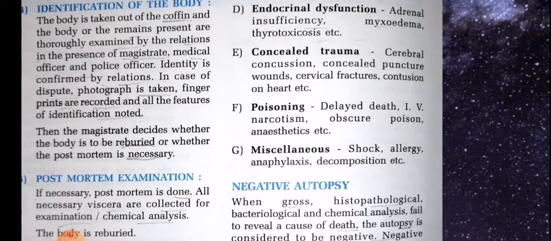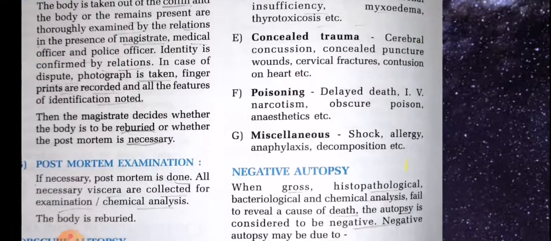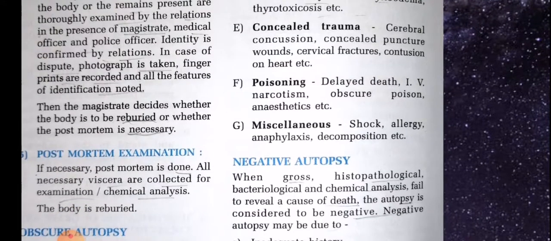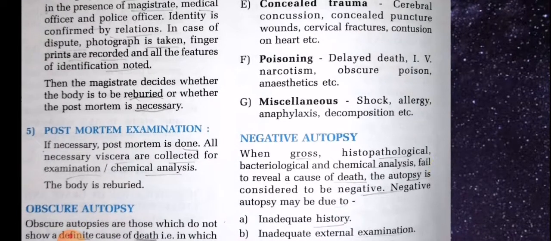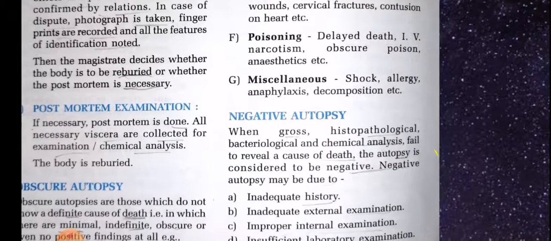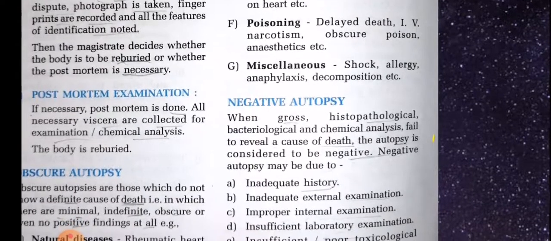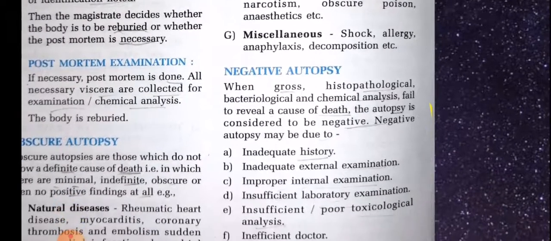Fifth, concealed trauma: cerebral concussions, concealed puncture wounds, cervical fractures, contusions on heart, etc. Sixth, poisoning: delayed death, IV, narcotism, obscure poison, anesthetics, etc. And the seventh is miscellaneous: shock, allergy, anaphylaxis, decomposition, etc.